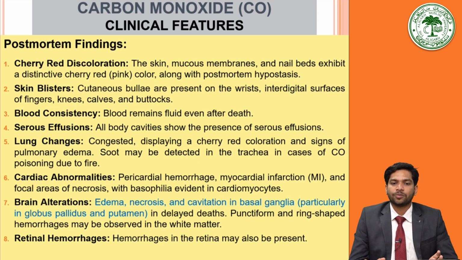Lung is congested, displaying a cherry red discoloration and signs of pulmonary edema. Soot particles may also be detected in the trachea in cases of carbon monoxide poisoning due to fire. Cardiac abnormalities include petechial hemorrhages, myocardial infarctions and focal areas of necrosis with basophilia evident in the cardiomyocytes. In the brain, edema, necrosis, cavitations in the basal ganglia, particularly in the globus pallidus and the putamen. In the case of delayed death, punctiform and ring-shaped hemorrhages may be observed in the white matter. Then retinal hemorrhages are also common with carbon monoxide poisoning.